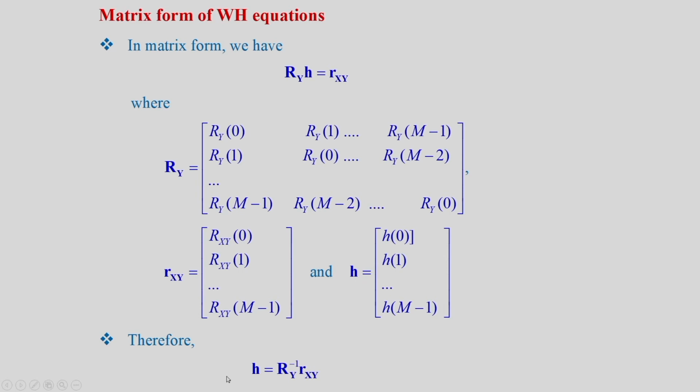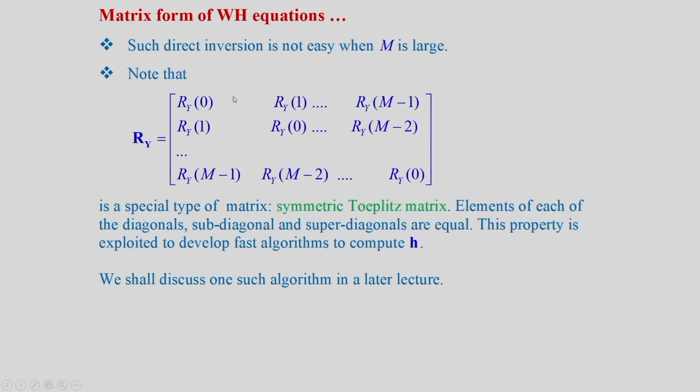We can find h by inverting this relationship R y h is equal to small r x y. Therefore, h will be R y inverse into small r x y vector. So, this inverse matrix we have to find out. Such direct inversion is not easy when m is large, because I know that R y is an m by m matrix. So, if m is large, inversion will be very complicated.